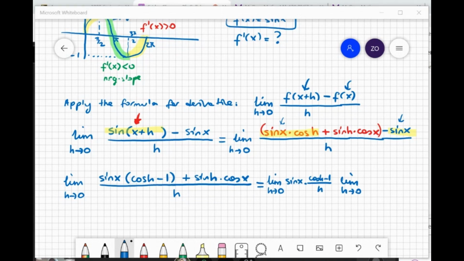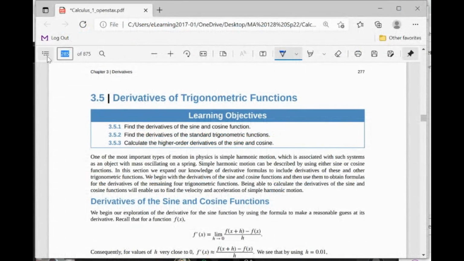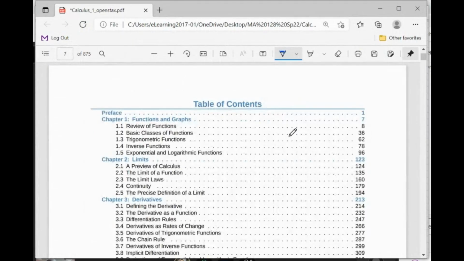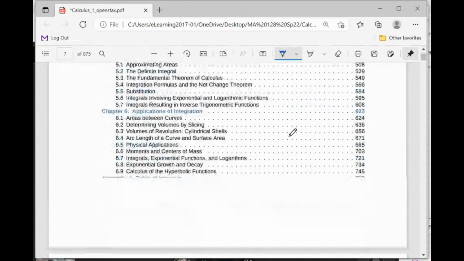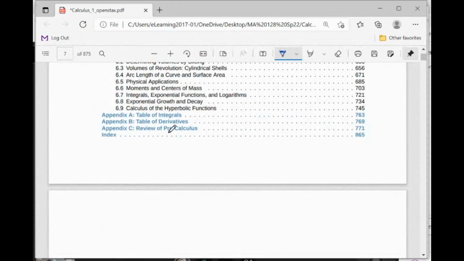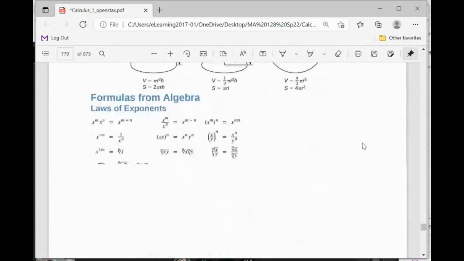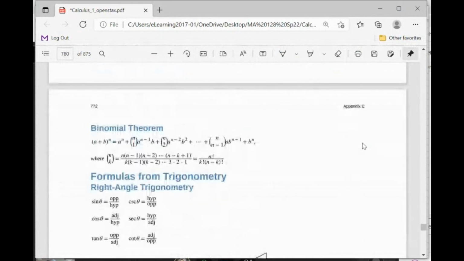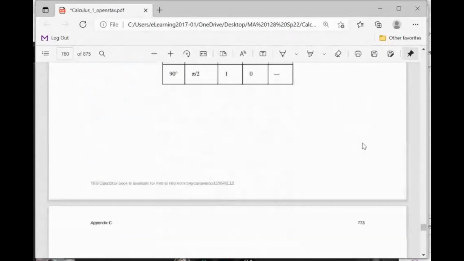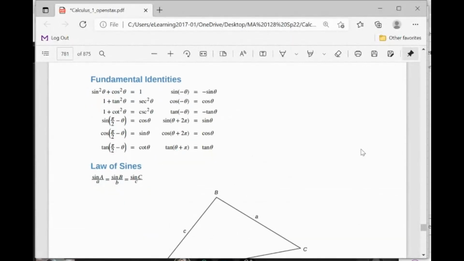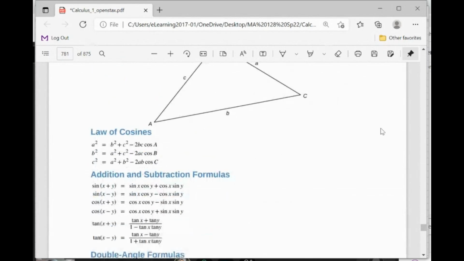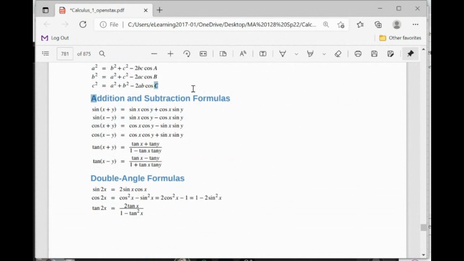Okay, so let me come back here. To the textbook, let me just come to the table of contents. If you scroll down, you will see a review of calculus. When I click on appendix C, you will see some useful formulas. Here are some fundamental identities for the trig functions, which you may need to review. And here you see the addition and subtraction formulas.